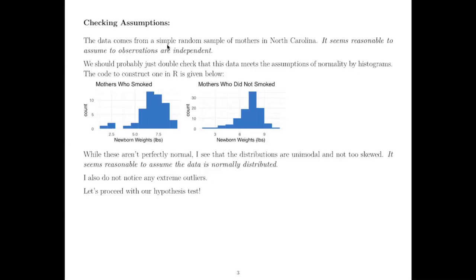This data comes from a simple random sample of mothers in North Carolina. So because the sample is random, I think it's reasonable to assume that the observations are independent from each other.